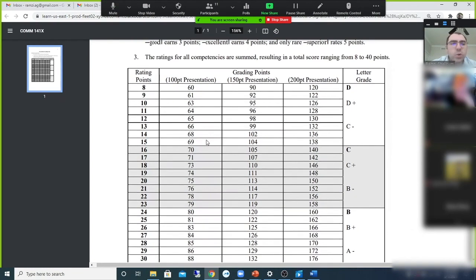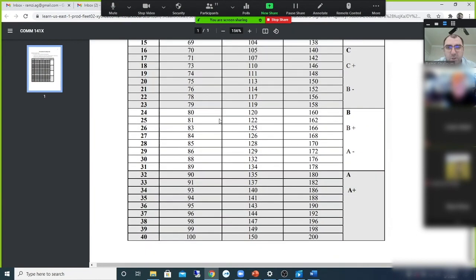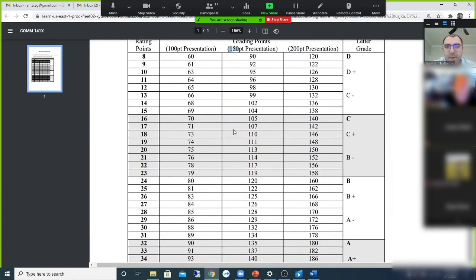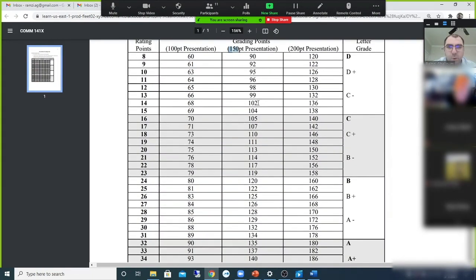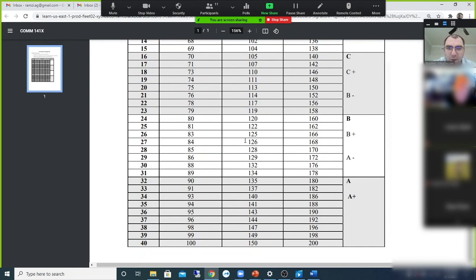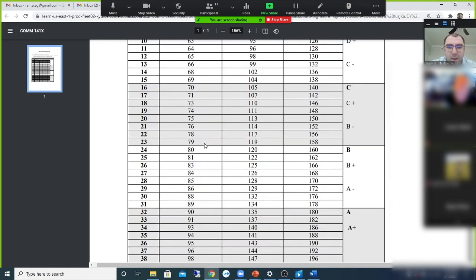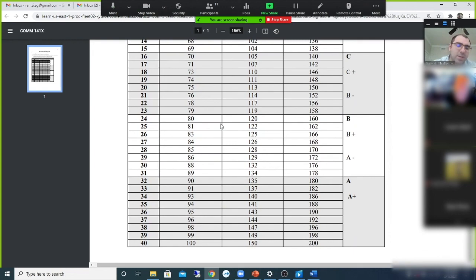So by the way, the informative speech and the visual aid speech are worth 100 points each. Your fishbowl and your symposium are worth 150 points and 200 points respectively. You need to pay attention to how many points something is worth when you're looking at the conversion, because if you get a 27 on your 150 on your fishbowl, and you're looking down here and you see 84, what? 84 out of 150, obviously that's not the grade that you're getting.